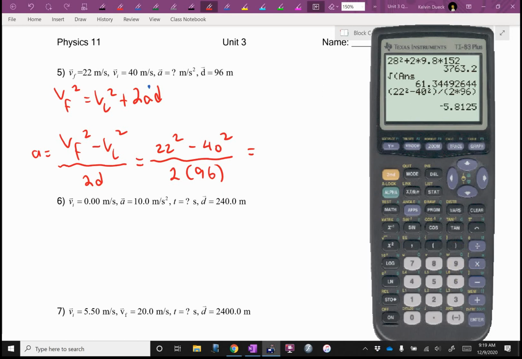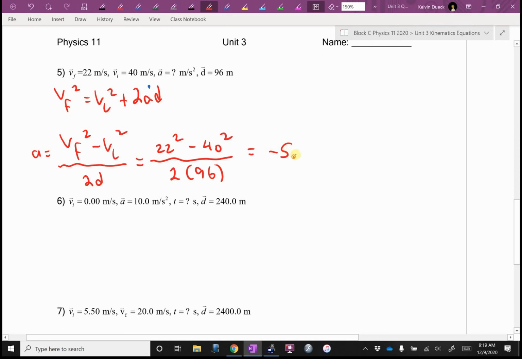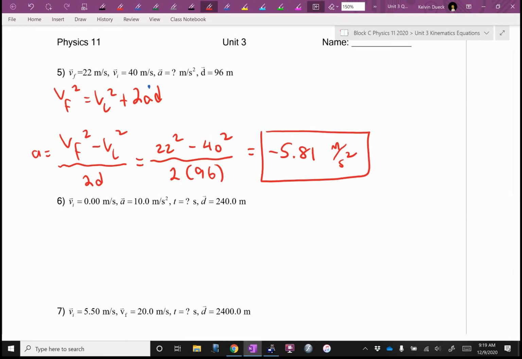Negative 5.81. Units, acceleration, meters per second squared. How big is that? A little more than half a G. So now I can start to put that in context after yesterday's lesson.